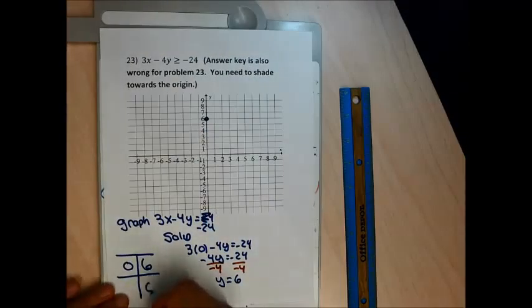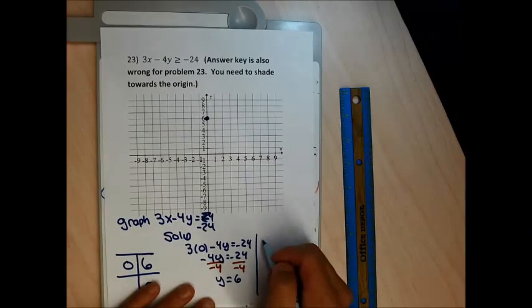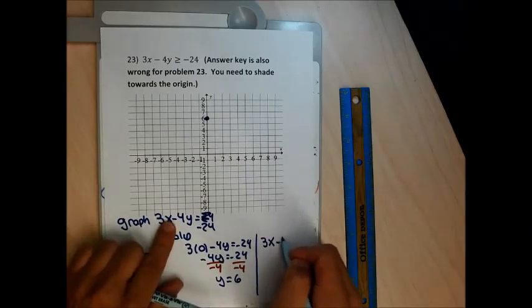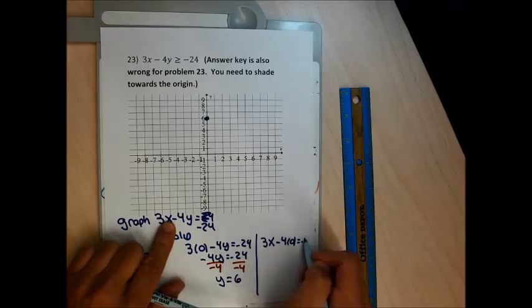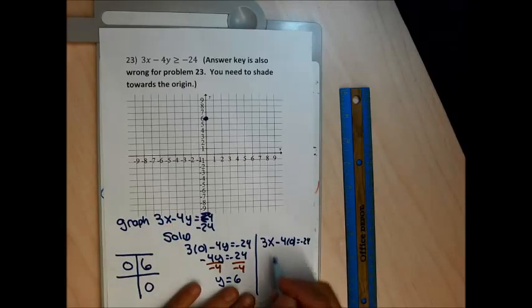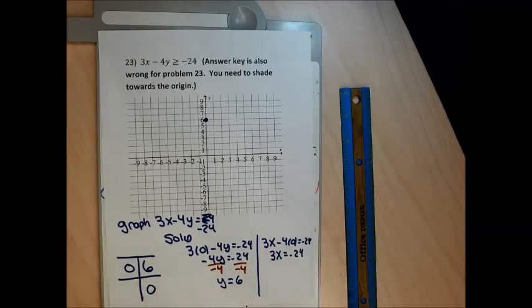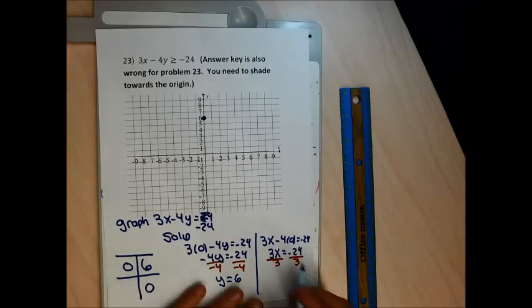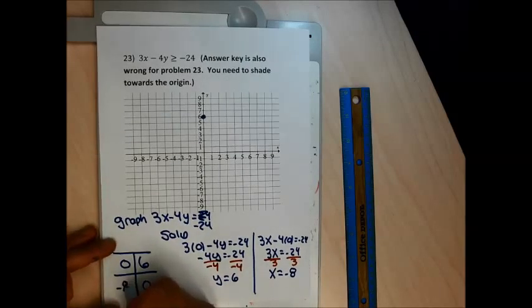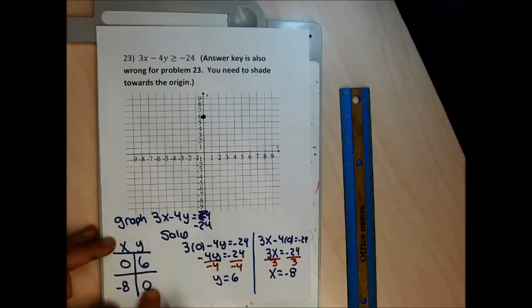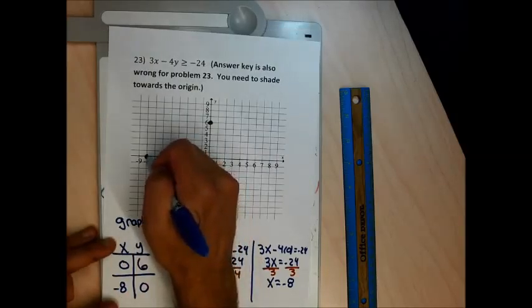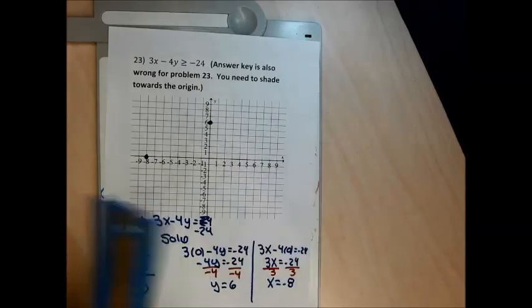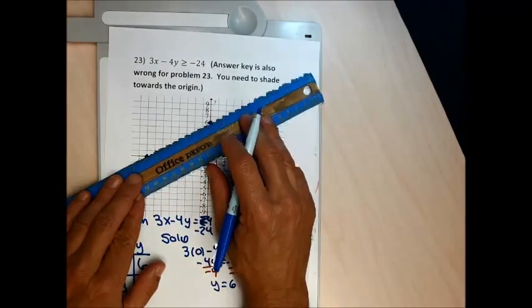Now I'm going to plug 0 in for y and go 3x minus 4 times 0 equals minus 24. The 0 piece goes away. This will give me 3x equals minus 24. And then I divide by 3, and get x equal to negative 8. That's going to correspond to the point negative 8, 0, because I just plugged in 0 for y and got negative 8 for x. I'm going to plot those 2 points and graph them with a solid line because of the or equal to.